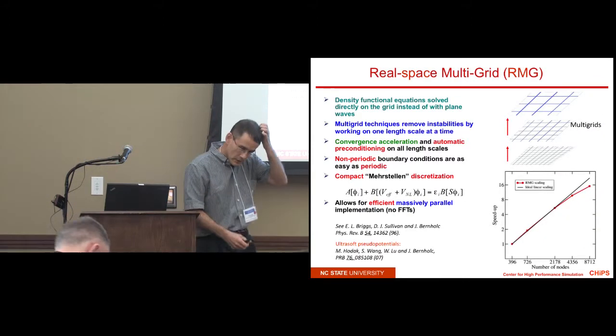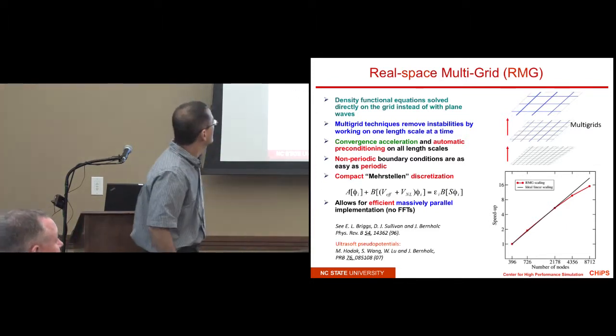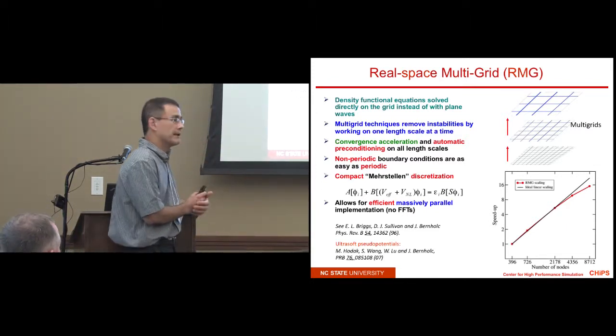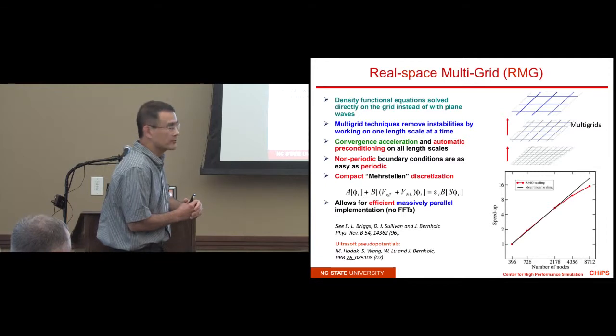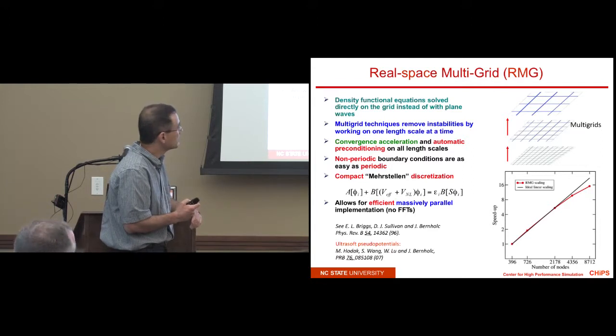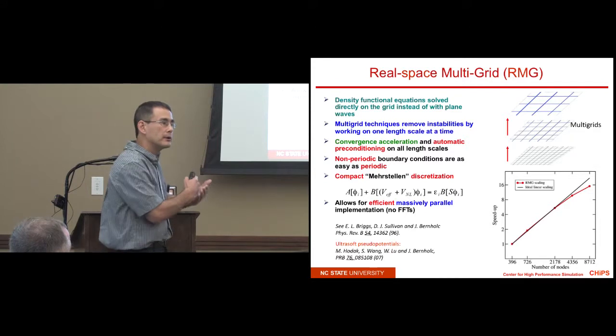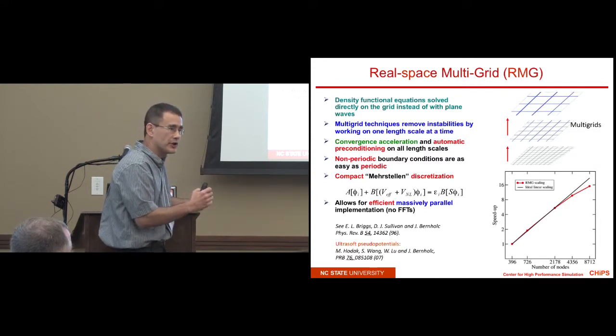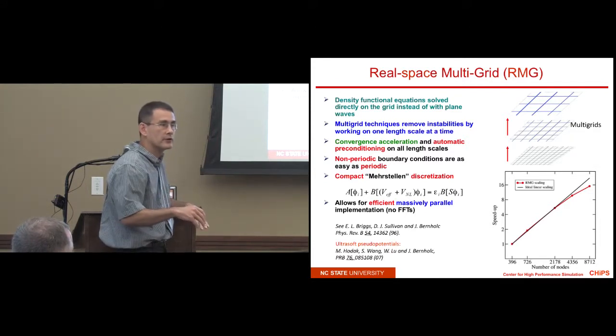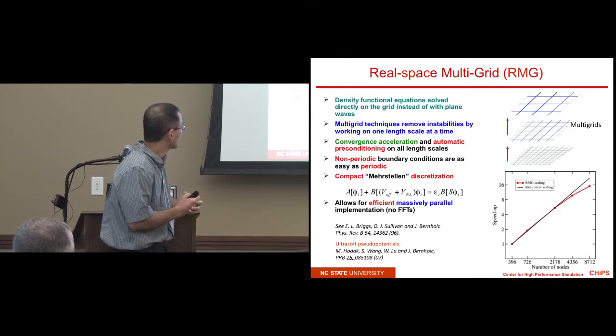Okay, so I'll go over this really quickly. In RMG we solve density functional equations, which are basically a Schrodinger-like equation, and we use multigrid, which has properties where you work on one length scale at a time, so you can remove some of the instabilities associated with having very widely divergent length scales in the same problem.